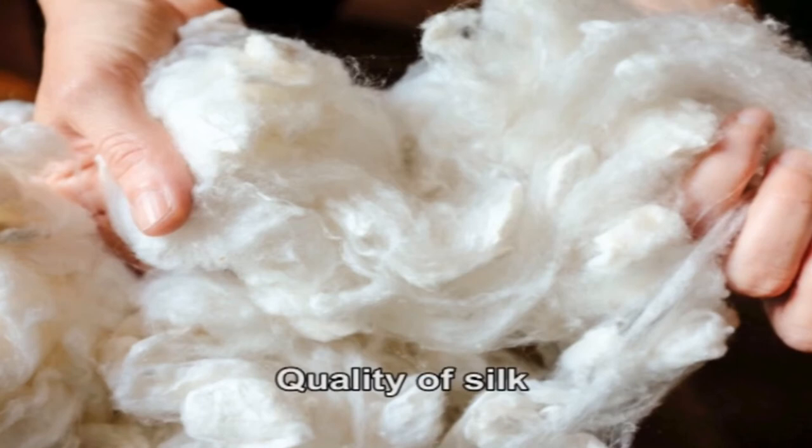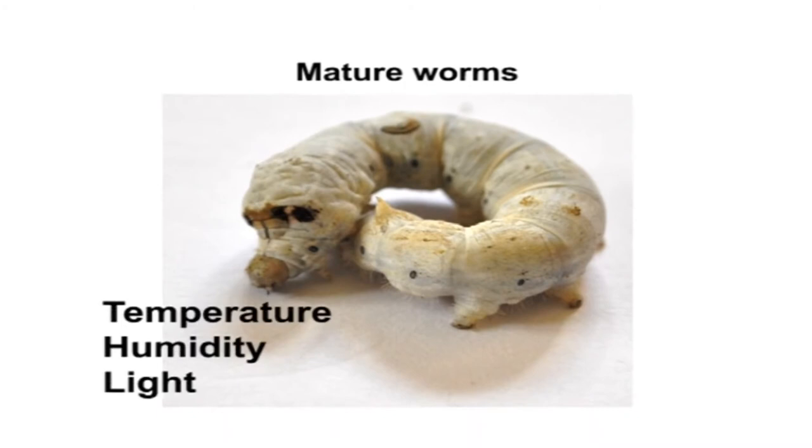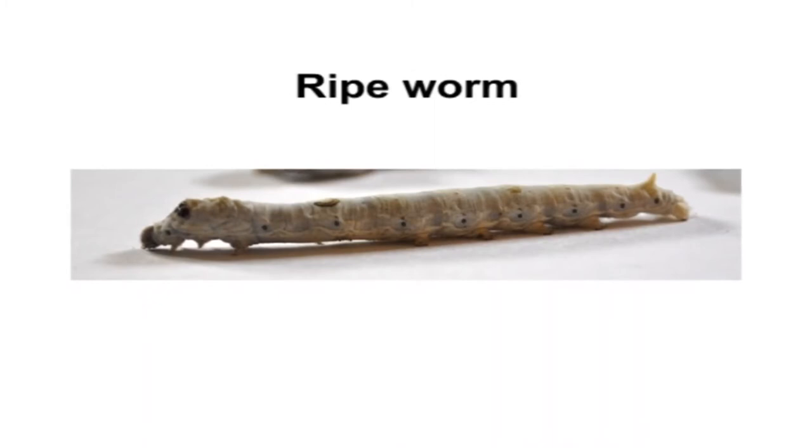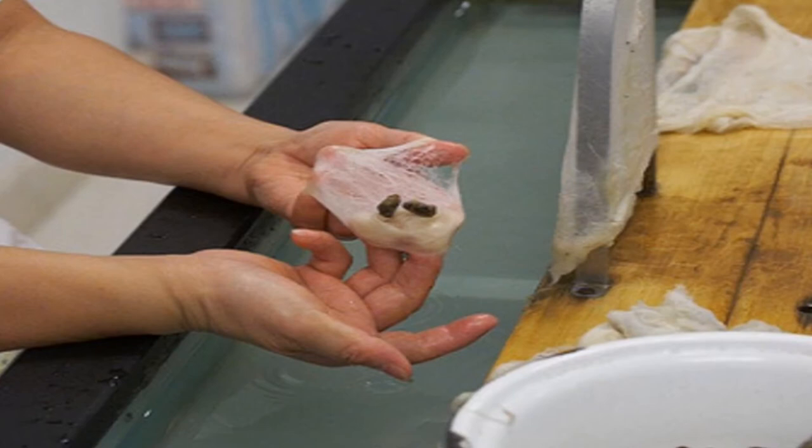The quality of silk depends on the care taken at the time of spinning. Mature worms are sensitive to temperature, humidity, and light at the time of spinning. The ripe worm requires space equal in area to the square of its body length for spinning. Proper spacing avoids wastage of silk on forming the preliminary web, that is the foundation layer, and avoids double cocoons.